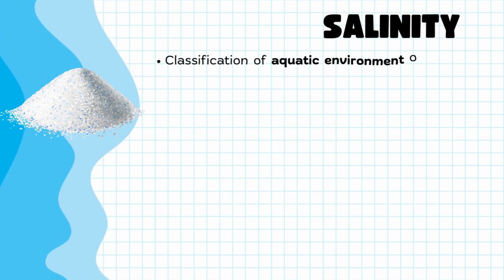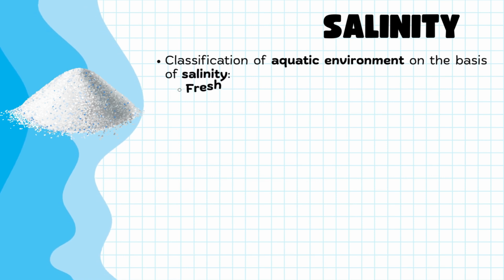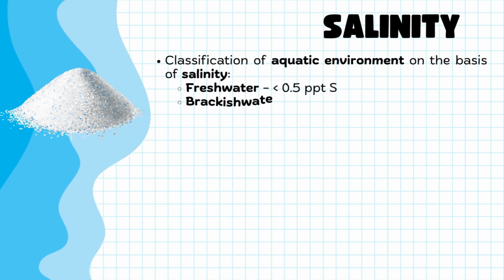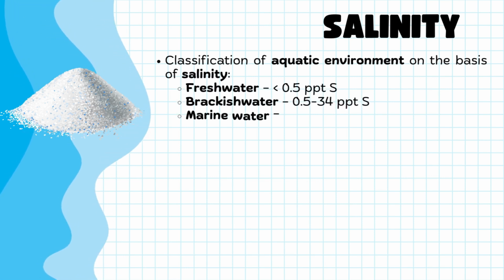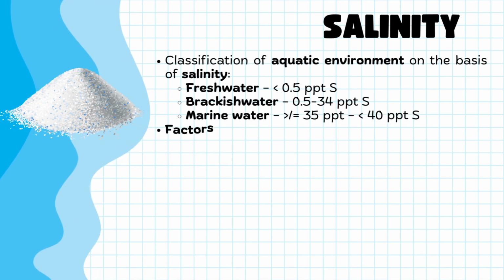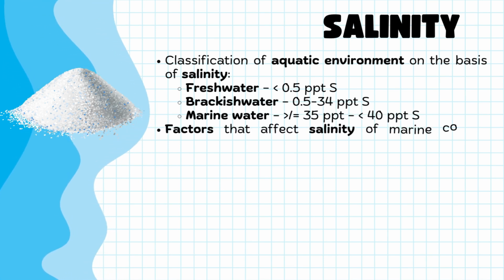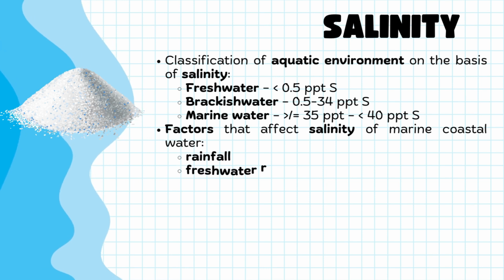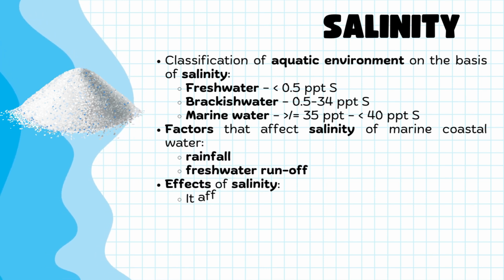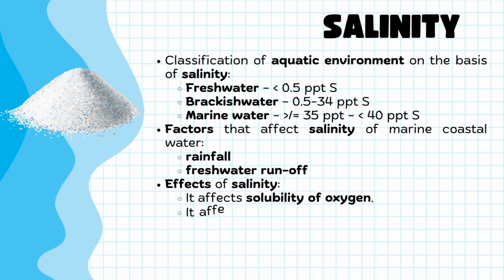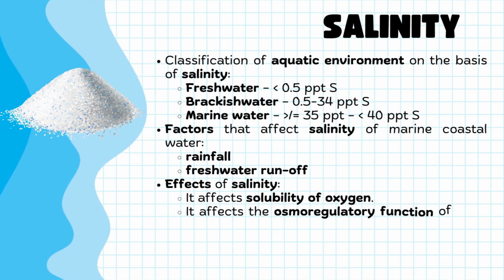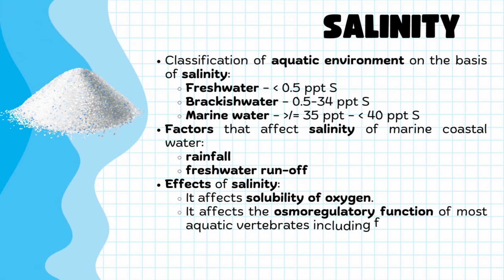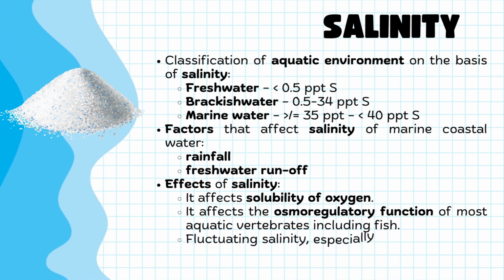So let's classify the aquatic environment on the basis of salinity. Fresh water should have less than 0.5 parts per thousand salinity. Brackish water is 0.5 to 34 parts per thousand salinity. And lastly, marine water is more than or equal to 35 parts per thousand to less than 40 ppt salinity.